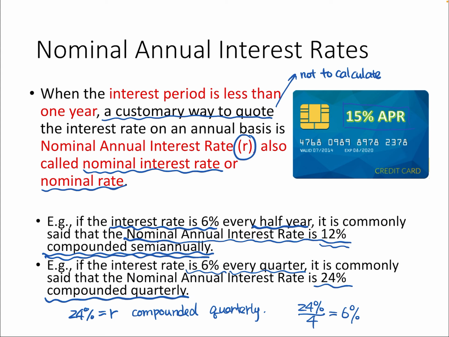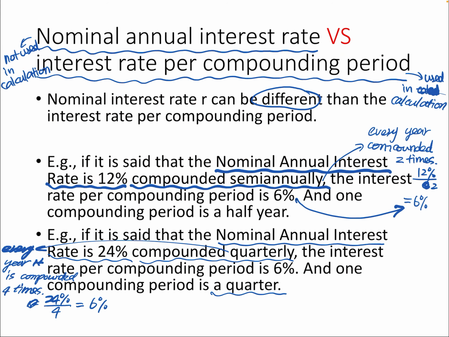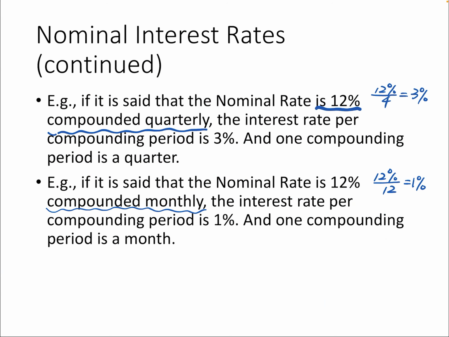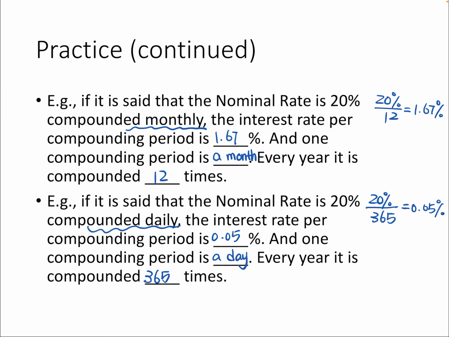And then we introduce the nominal annual interest rate. You need to differentiate the nominal annual interest rate, the effective annual interest rate, and the interest rate per interest period. These are three different concepts. Okay, so these practices can help you to differentiate these three different concepts.